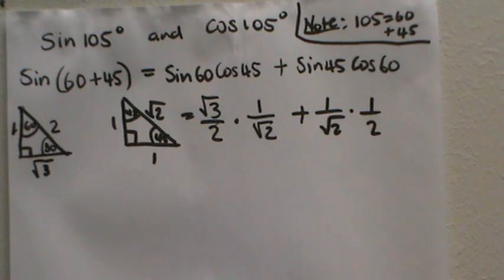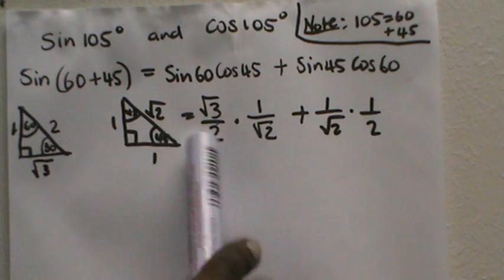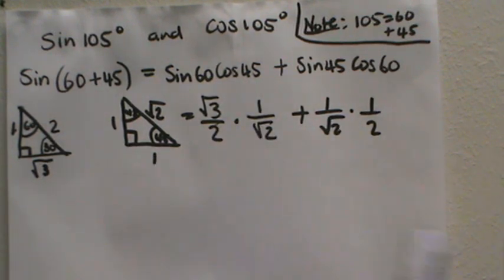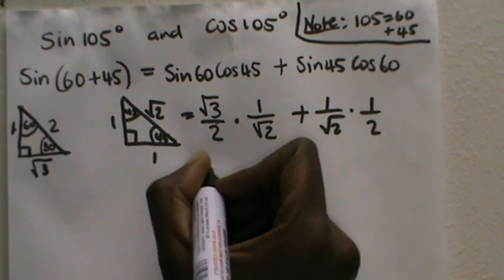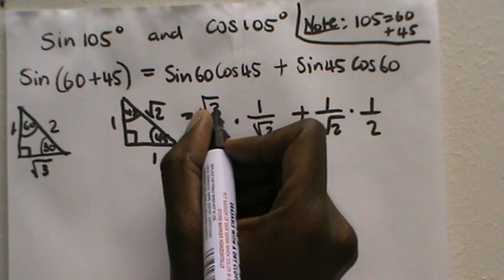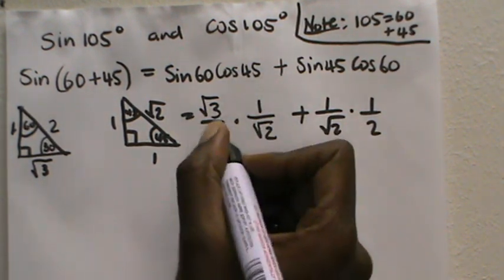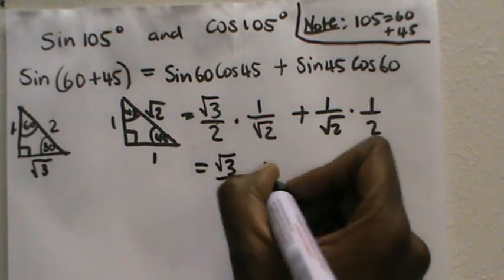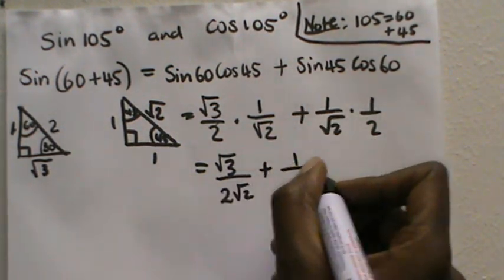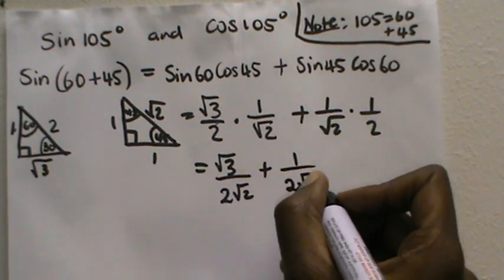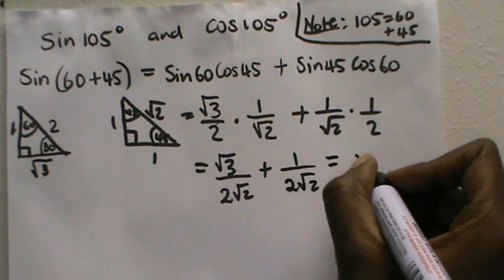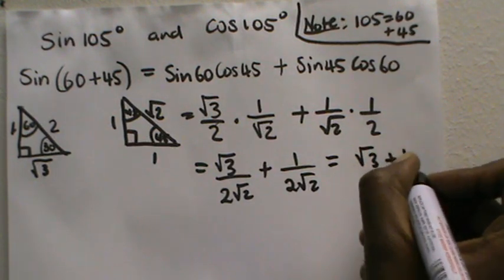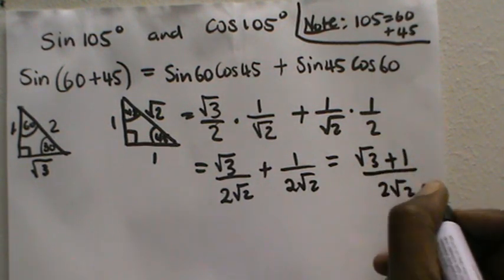We can just use our usual method, multiply out the numerators and denominators, and if my fractions have the same denominator, I can combine them. So here I have square root of 3 times 1 is square root of 3, 2 times root 2 is just 2 root 2, and then I have 1 times 1, this is 1, root 2 times 2, this is 2 root 2. When I combine this, this is root 3 plus 1 over 2 root 2.